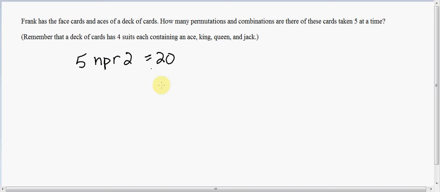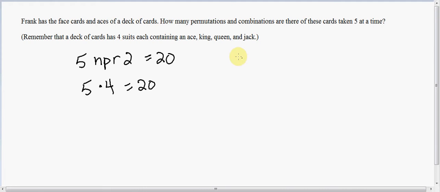Another way to do this same exact problem would be to just start at 5, since that's how many objects we have. And this 2 tells us how many numbers to multiply together. So we're going to multiply 5 by the number right below it, which is 4. That gives us 20 as well. So you could do it 2 ways, using your calculator, or the pen and paper way, 5 times 4 like that.